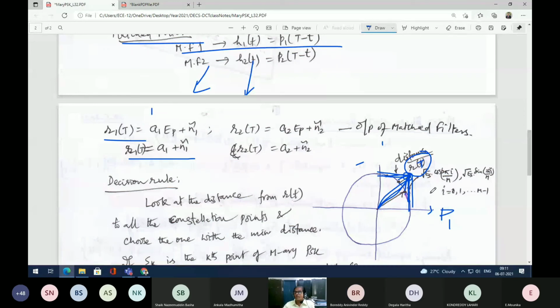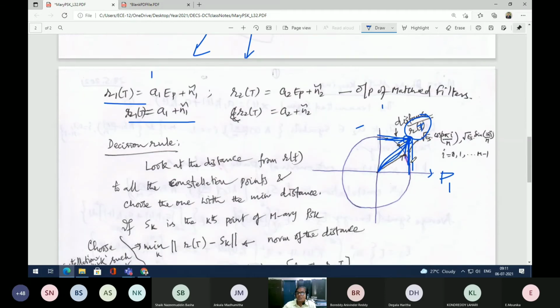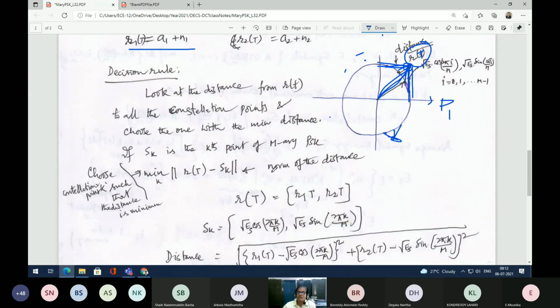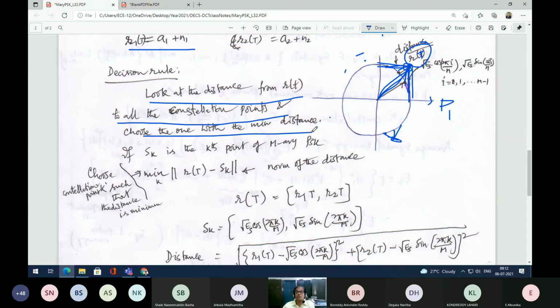Yes, sir. So here we take the minimum distance rule. R of t may be here, or here, depending upon the symbol that is transmitted. But we have to find out which is the nearest signaling point close to this R of t. So you have to find out the distances and the minimum distance. Look at the distance from R of t to all the constellation points, and choose the one with the minimum distance.